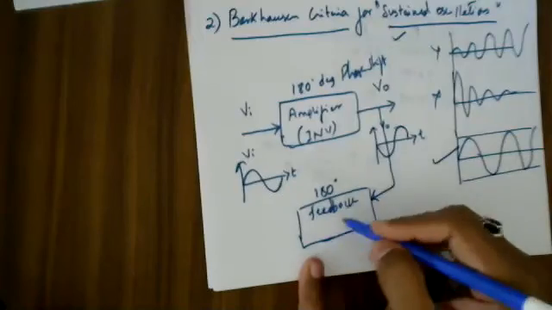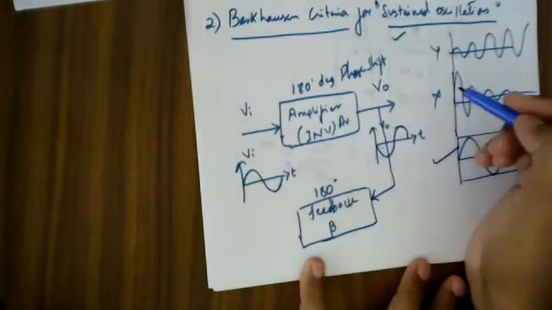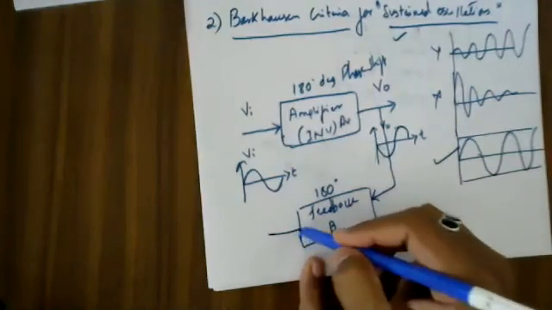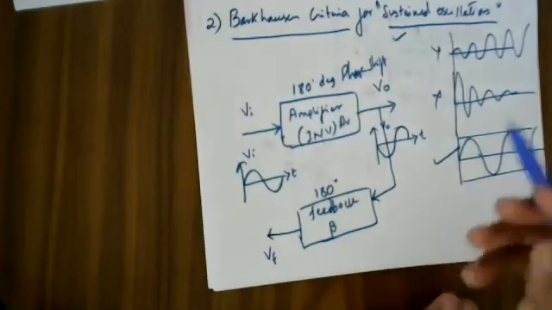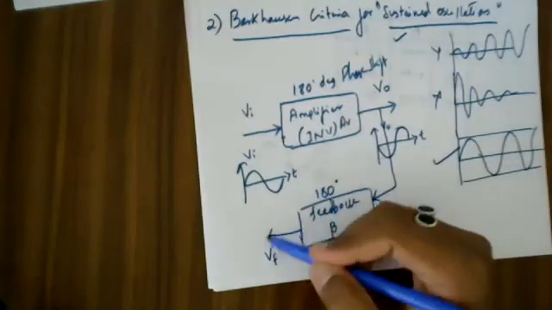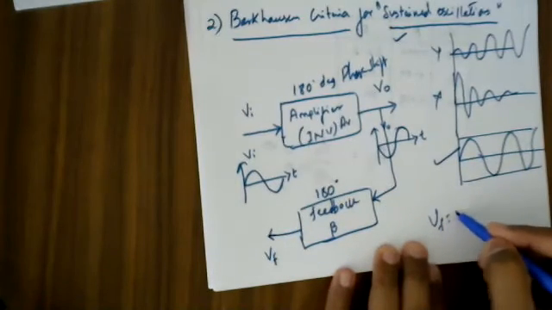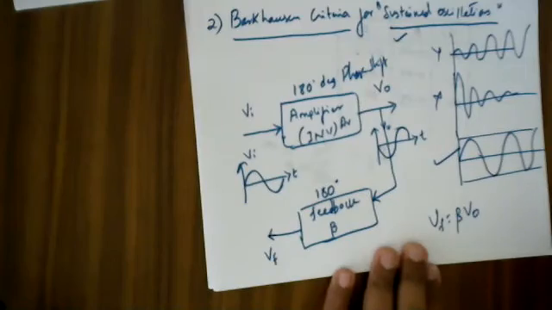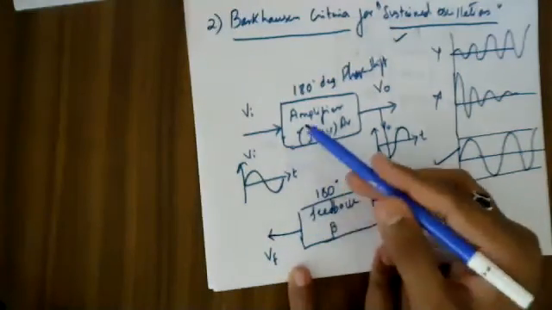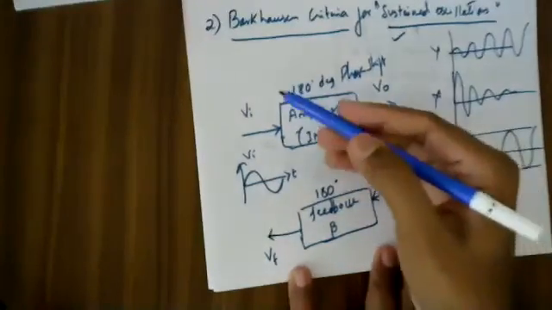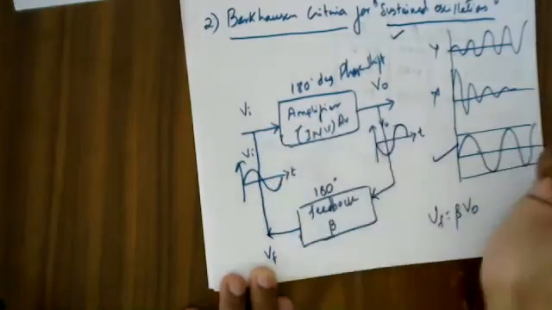And let me say that the gain of this feedback is once again beta. Gain of this amplifier is AV. And I'm able to get some output from this feedback circuit, which I'm going to call VF. Okay. Now I know the equation for this VF. The equation for VF is that VF is defined as beta times V naught. And this VF, I'm going to send as input to this amplifier circuit.